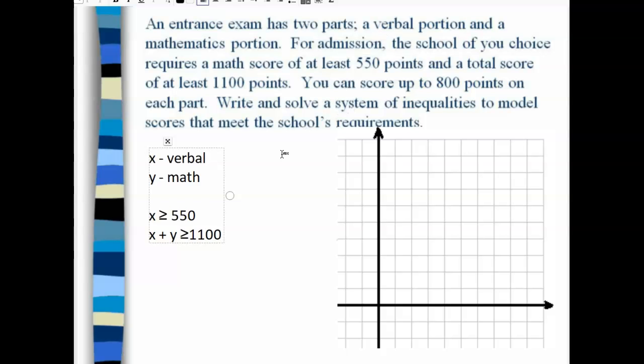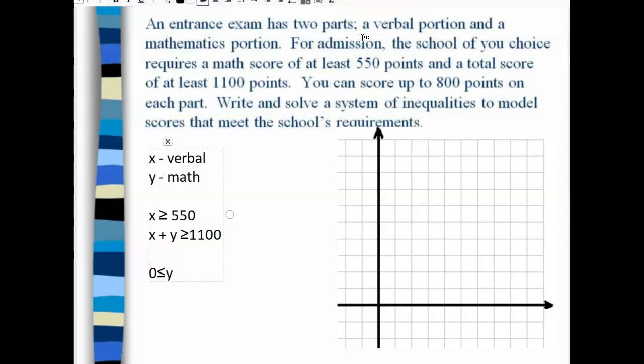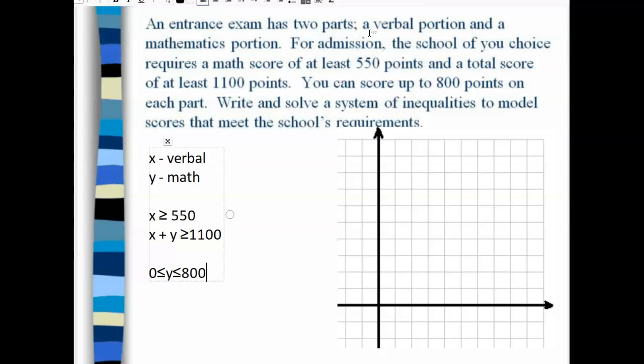And you can score up to 800 points on each part. So what that means is that your values have to be greater than or equal to 0, because you can't get a 0 or less on a test, but no larger than 800. And for the math, because the school has a minimum requirement, math has to be between 800 and 550.